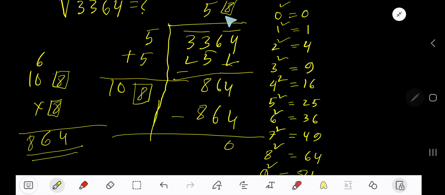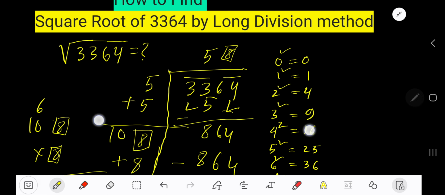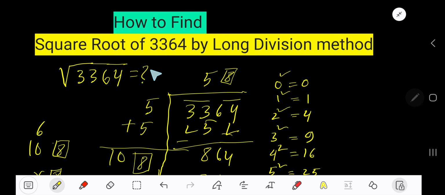Okay, we have placed the digit 8 here, so the same digit will come under this divisor and add. 8 plus 8, 16. Write 6, carry 1 to the next column. 0 plus 1, 1. The double of 58, 116. This means that our answer is correct. So the square root of 3364 by long division method is 58.